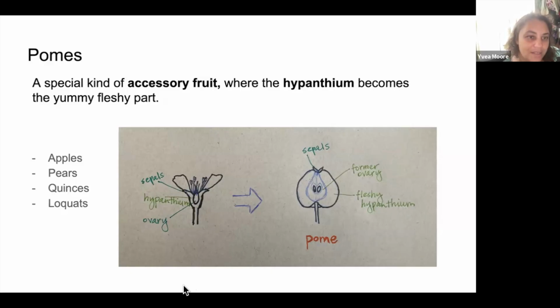It's always really cool when you cut open an apple, and then you can see the shape of that former ovary. It's really fun.